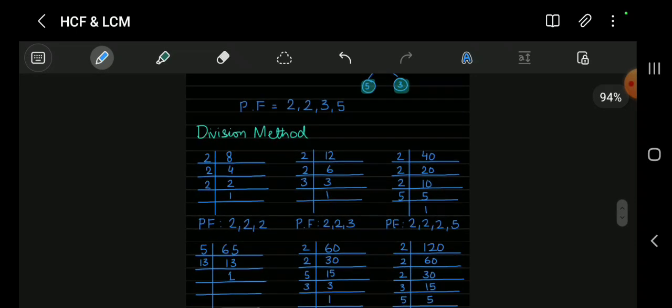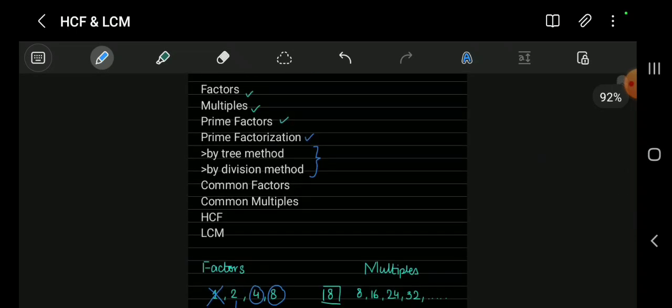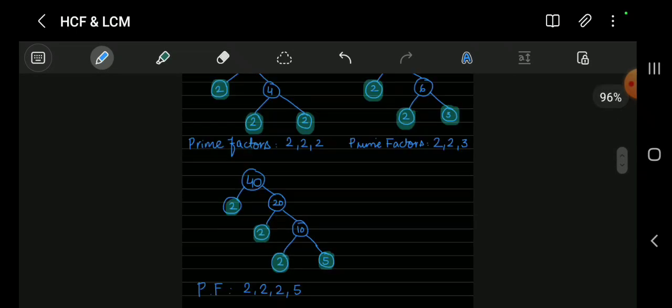Okay, this is your division method. So let's get back. We are done till here. Okay, now comes the real thing. Common factors. What are common factors and what are common multiples? As we are talking mainly now about the factors, let's talk about that first.